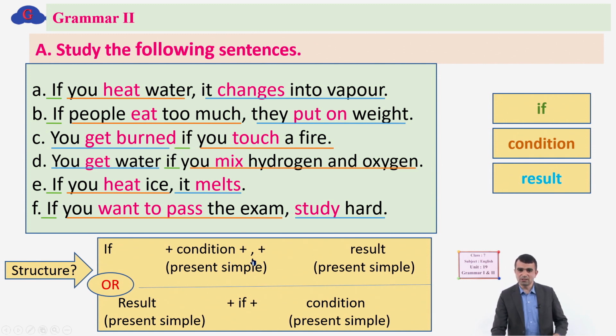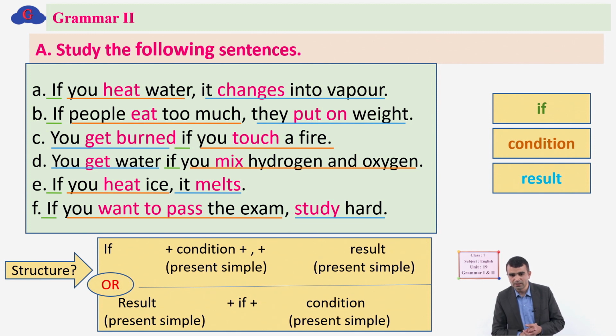Comma. Please be very careful. In sentence A and B there are commas, but in C and D there is no comma. Is there? Good. Well, and this is the structure: if, condition, result. And number C and D are used with this structure: result, if, and condition. Is it so? Result, if, condition, there is no comma. If you set the condition first, you should use a comma, otherwise you do not need to use a comma.